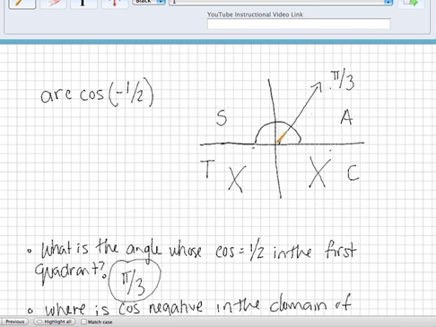So it's going to be the multiple of pi/3 in the second quadrant. So we'll go ahead and put that over here. 2 pi/3 is your answer.